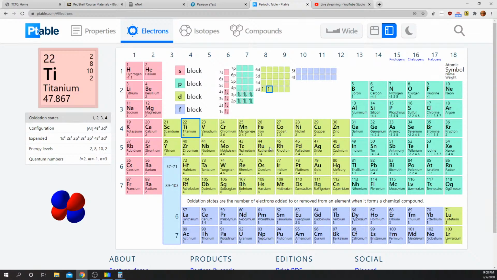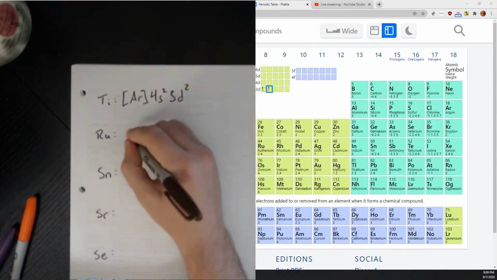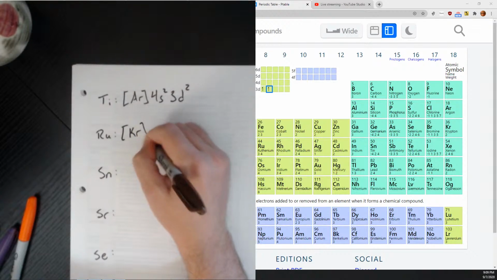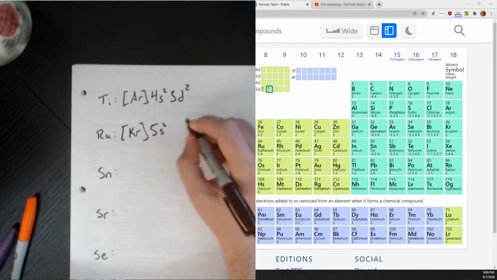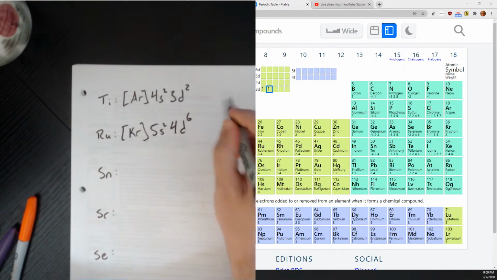Next up is ruthenium, element 44. So it's in the 6th column of 4d. So 1, 2, 3, 4, 5, 6 gets us to ruthenium. Previous noble gas is krypton. So it's going to be krypton, 5s2, 4d6.